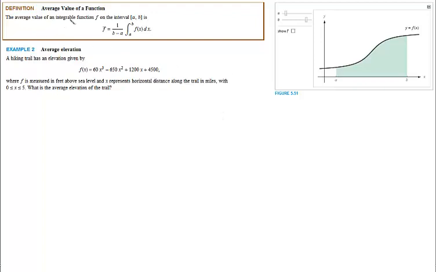This definition has to do with the average value of a function, and what they mean by the average value, we're talking about the average y value. If I happen to know the area, and let's say I know that the area is length times width, and let's just say that this is, we'll call it the length.